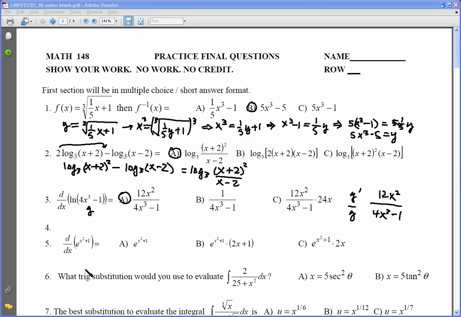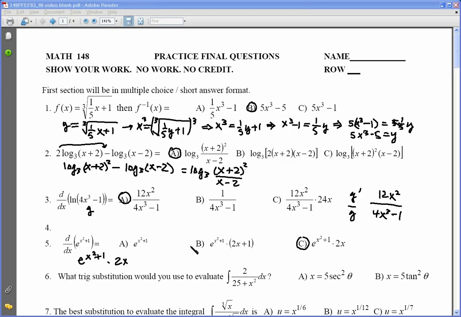Let's see, number 4, I had an extra number in there by accident. Number 5, derivative of e to a function. So this is going to be e to the function, x squared plus 1. And since it's e to a function, you've got to multiply by the derivative of the inside. So times 2x. So C right there.